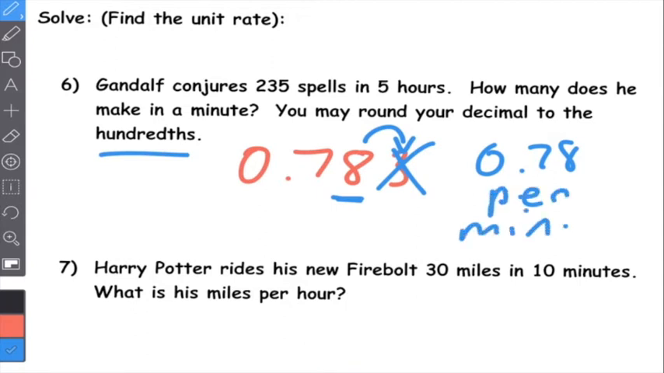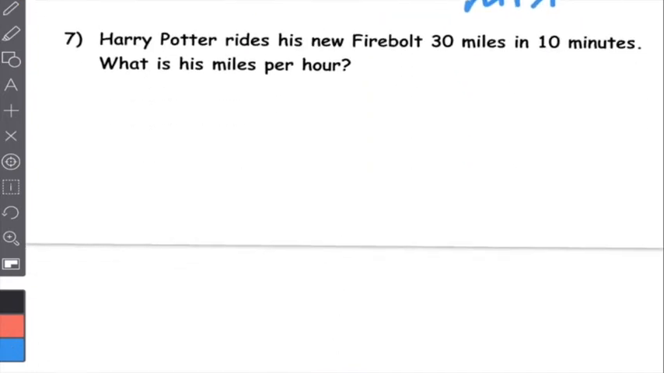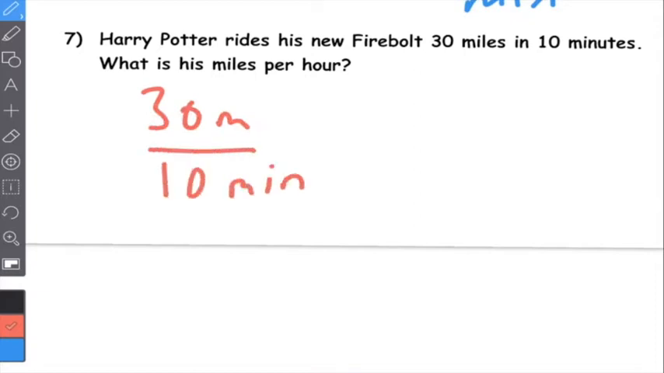Okay, next one. Harry Potter rides his new Firebolt 30 miles in 10 minutes. What is miles per hour? Okay, so a few things here. We have 30 miles per 10 minutes, putting MIN for minutes. Equals, we have to figure out how many miles per hour. So I don't know how many miles per 1 hour.